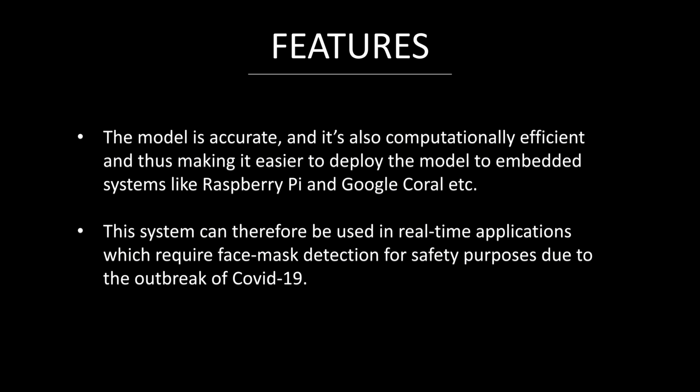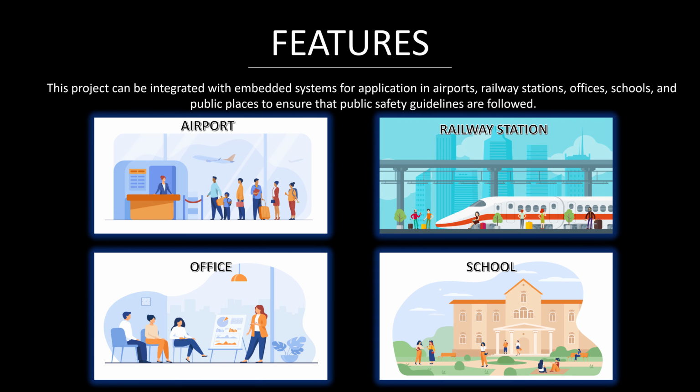The model is accurate, and it's also computationally efficient, thus making it easier to deploy the model to embedded systems like Raspberry Pi and Google Coral etc. This system can therefore be used in real-time applications which require face mask detection for safety purposes due to the outbreak of COVID-19. This project can be integrated with embedded systems for application in airports, railway stations, offices, schools, and public places to ensure that public safety guidelines are followed.